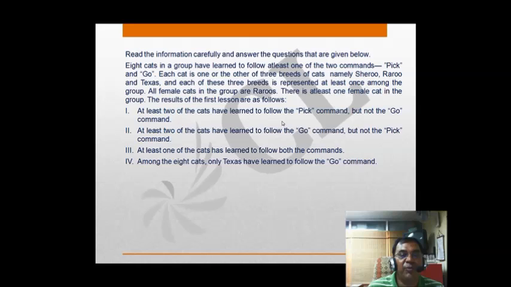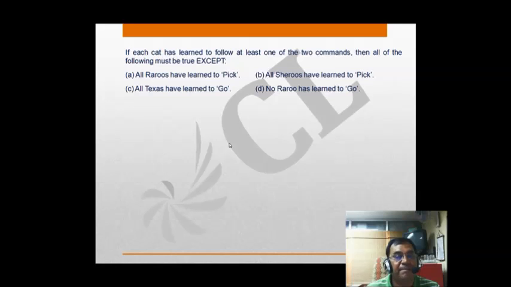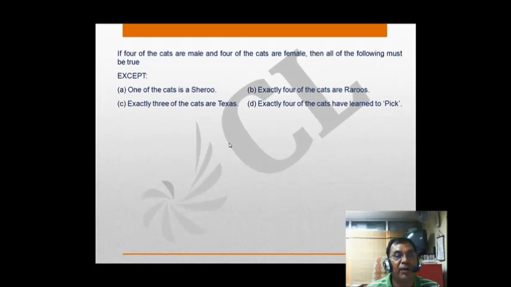Look, I'm not getting the number here. This group is of how many cats? I'm not getting it. So I'll not do it, because I've not got it.